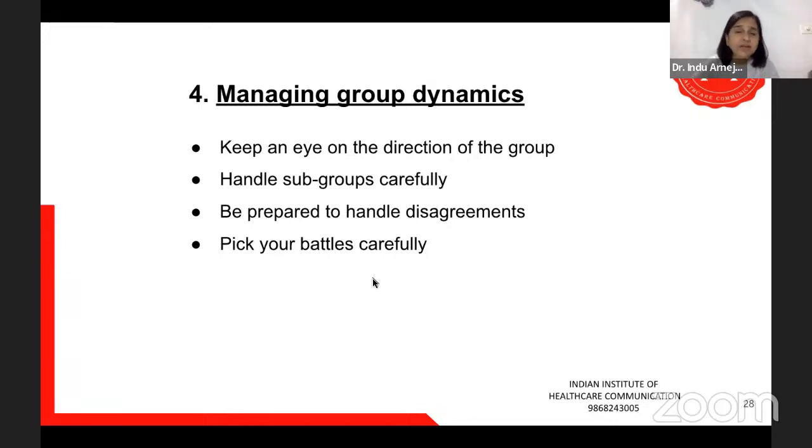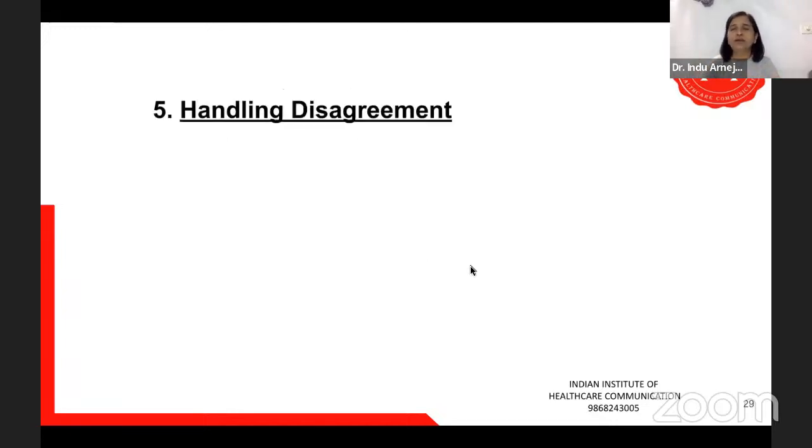Then even during discussion, during question and answer, pick your battles carefully, because some people would ask questions just to derail or to upset you or to make you feel uncomfortable. So you have to be very careful when you are picking your battle, because you can't argue and fight with people. There will be disagreements.